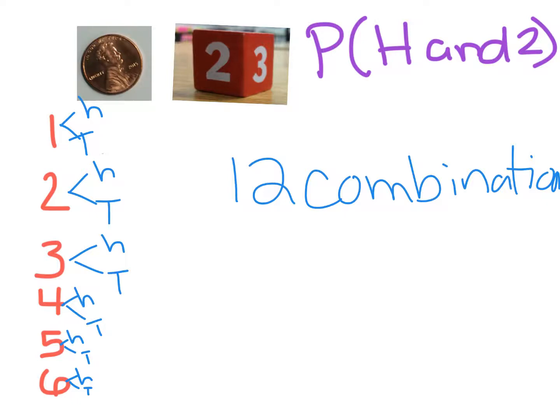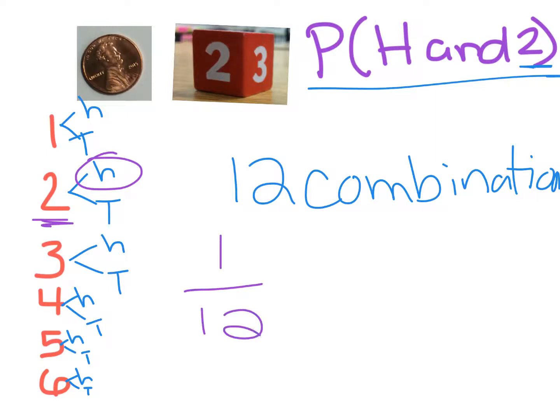But we're looking at one specific outcome, the probability of heads and a 2. So we have to look where there's a 2, which is here, and here's where there's heads. So how many times does that happen? It only happens once. And out of how many total combinations? Out of 12. So the probability of getting heads and a 2 is 1/12.